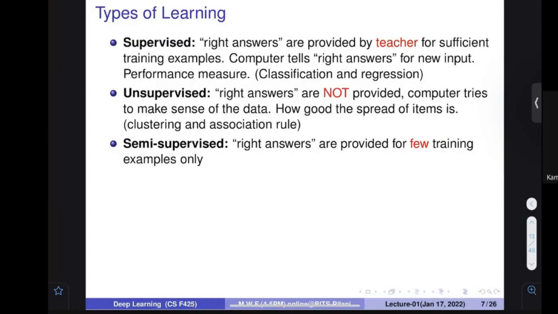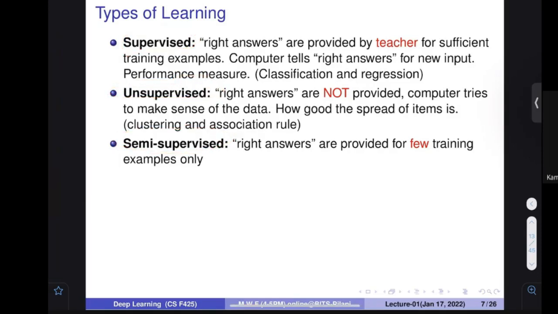Various kinds of learning systems have been defined, so that computers can automatically learn things. You may have heard these names, for example: supervised learning, unsupervised learning, semi-supervised learning.